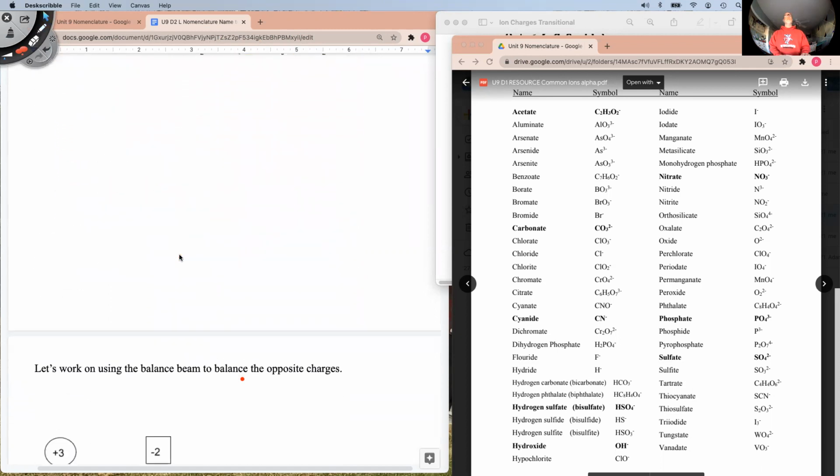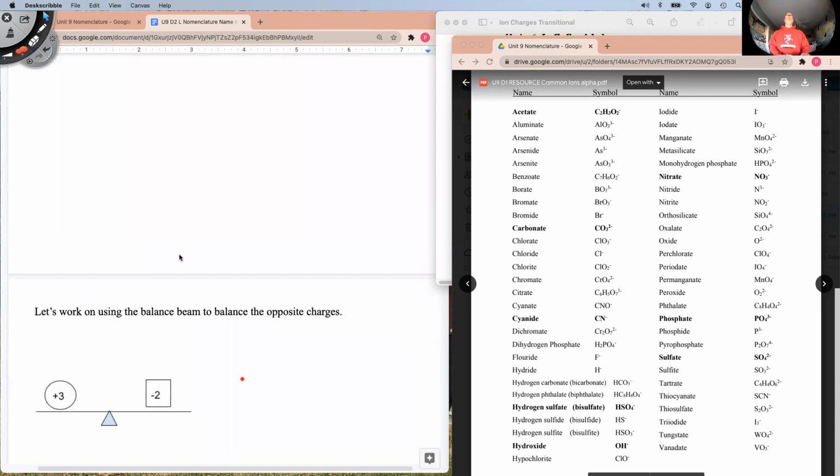All right, so we're going to work on this balance beam. This is going to help us balance some charges. On this balance beam, you can see that there is a circle that has a 3+ charge, and a square with a 2- charge. We need to have opposite charges on each so that the charges cancel each other out. This whole thing has to equal 0.